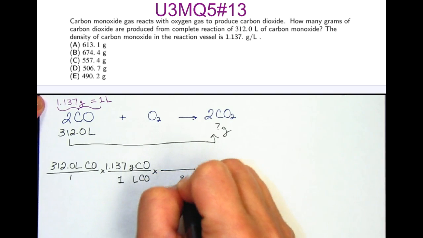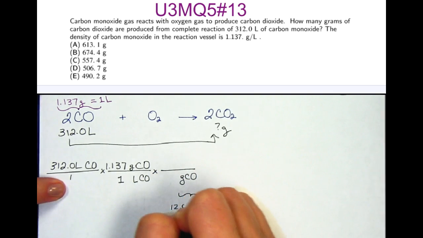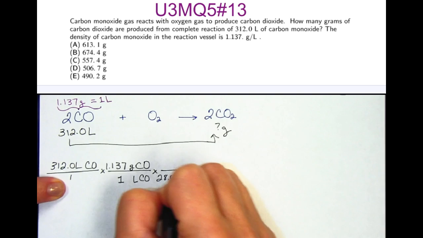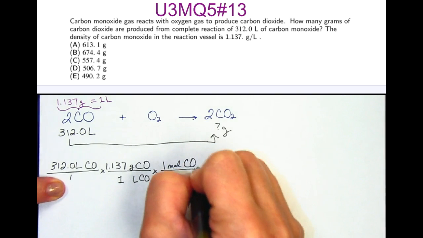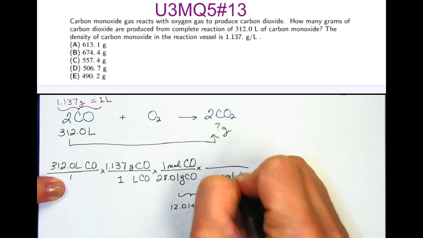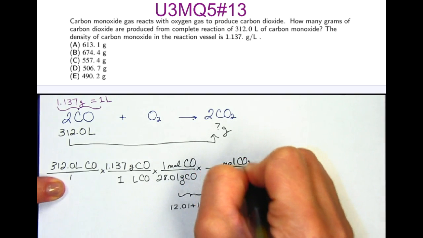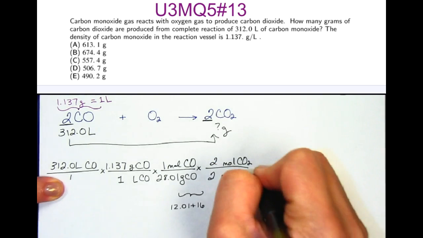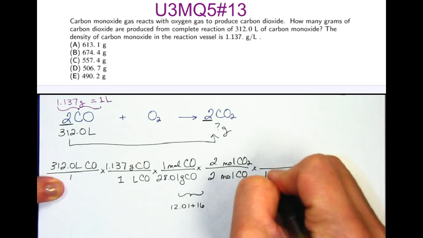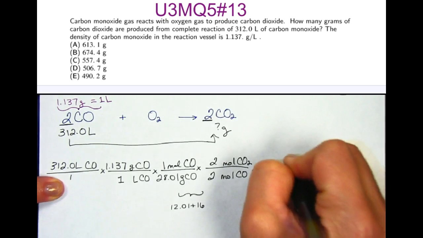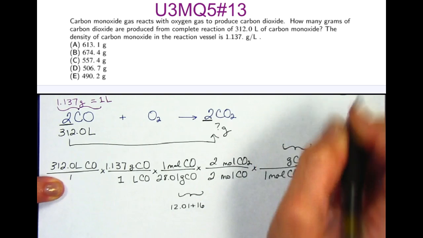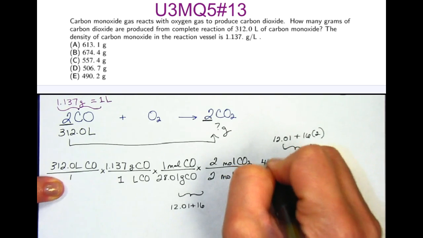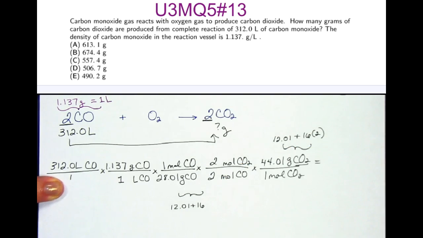Now I can go to the periodic table and get the grams of carbon monoxide by adding the grams of carbon and oxygen, which is going to give me 28.01, and that's equal to 1 mole of carbon monoxide. I can now do my mole-to-mole ratio between carbon monoxide and carbon dioxide. It's a 2:2 ratio. And finally, I can bring down 1 mole of carbon dioxide, and I can go to the periodic table and add up the mass. 12.01 for carbon plus 16 times 2 for oxygen gives me 44.01 grams of carbon dioxide.